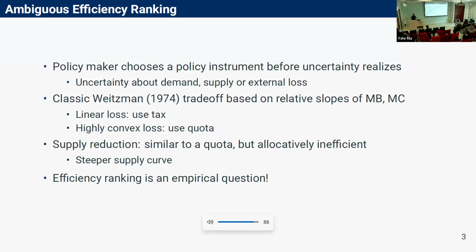With quota, the comparison is simpler, but with the supply reduction, it's similar to quota but more complicated, as we're going to think about supply reduction as a rotation of the supply curve. So the efficiency ranking between supply reduction policy and tax policy is going to be a question.